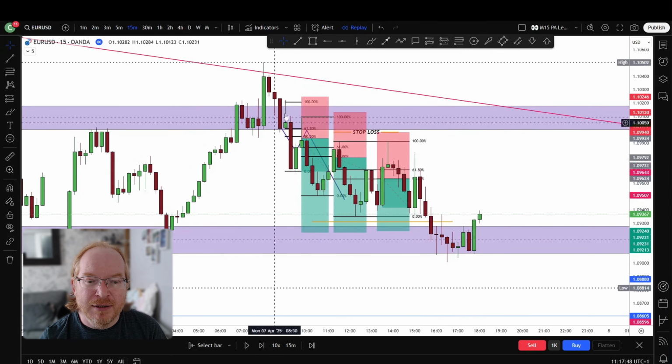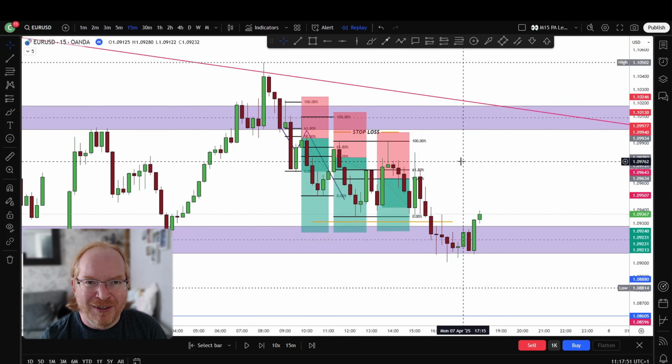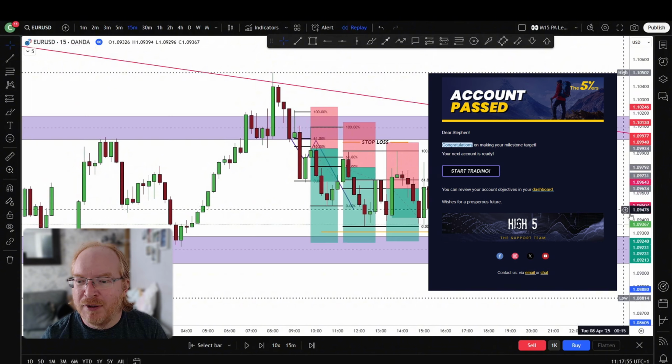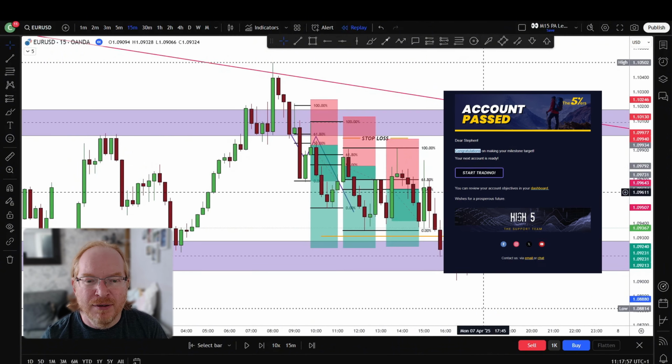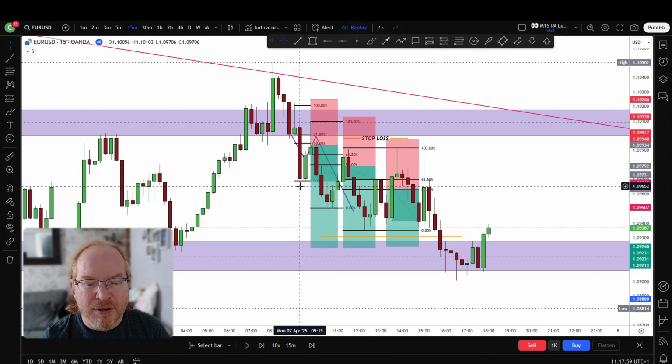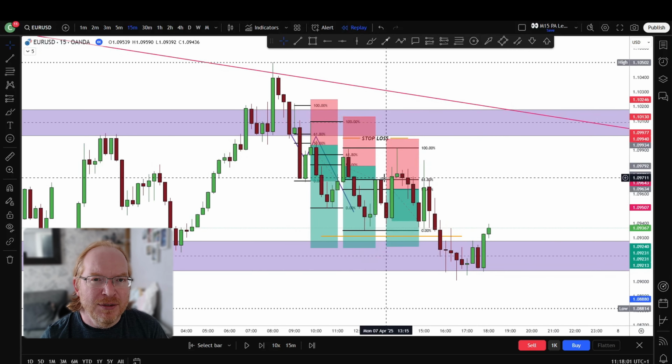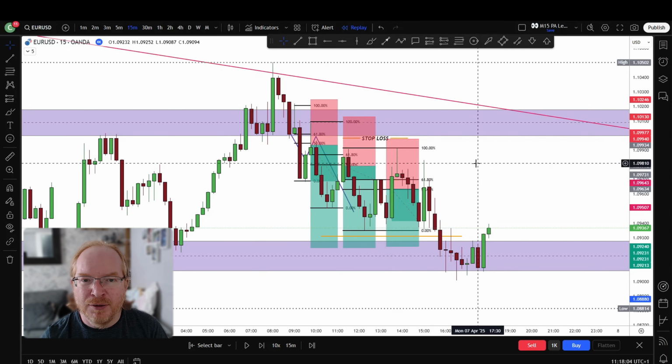And this trade, combined with another trade I'll show in a second, actually passed my challenge on one of my trading accounts. So that was a good day. This was on Monday as well. I don't usually trade a lot on Monday, so all was good.